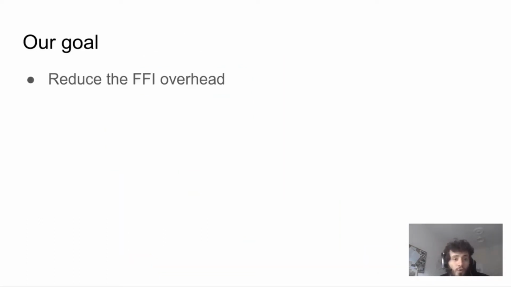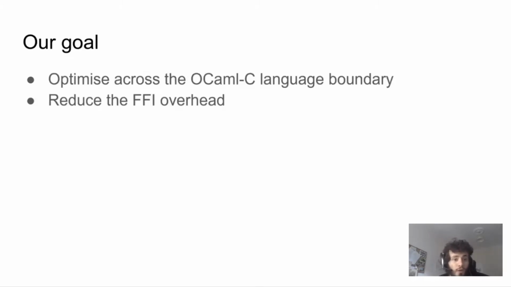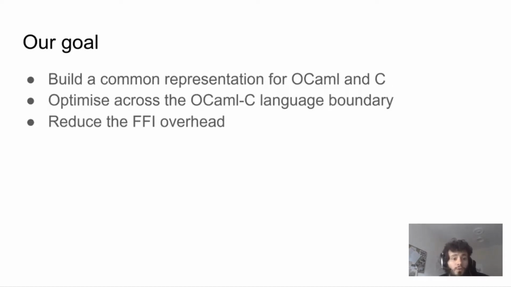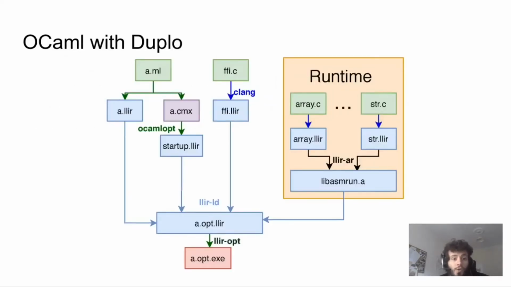So, the goal of Duplo is to ameliorate this FFI overhead. And to reduce the overhead, we want to optimize across the language boundary. However, on one side we have OCaml and on the other C, two very different languages with different memory models and different runtimes. In order to apply any optimizations, we need to first find a common denominator capable of capturing the semantics of both C and OCaml. Duplo achieves this with a representation we call LLIR, Low-Level Intermediate Representation.